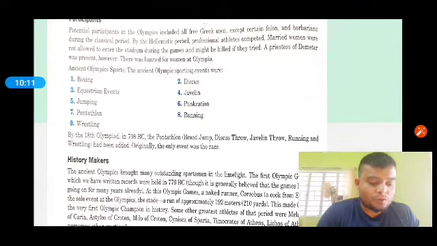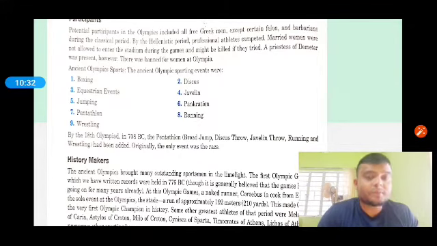Now, originally the only event was the race. The original event of the Olympics was racing. As you know about racing, right? 100 meters, 200 meters, 1000 meters. So racing was the original game.